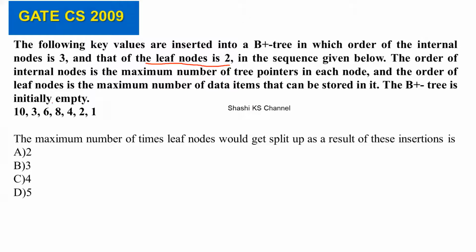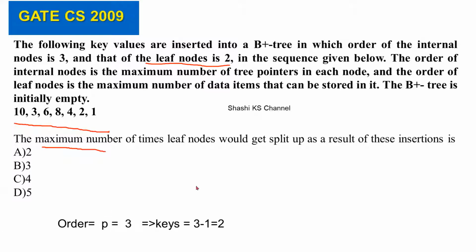So the B plus tree is initially empty. They have given this series of keys which has to be inserted: 10, 3, 6, 8, 4, 2 and 1. The question which has been asked is what is the maximum number of times the leaf nodes would get split up as a result of these insertions. So for this, we have to insert these keys into the B plus tree, and then find out how many times the leaf node has to be split.